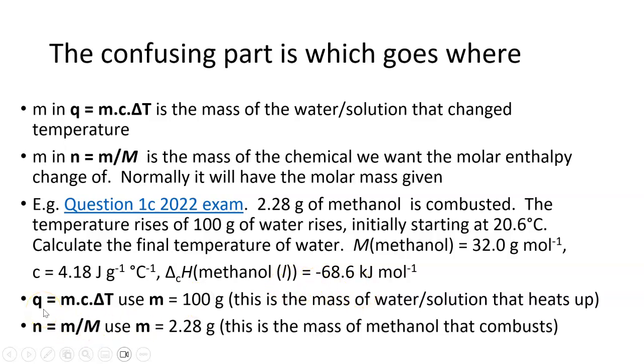For the Q equals mc delta T, we use 100 grams because that's the water, that's the mass of water that had the temperature change. See, right here, mass of water, the temperature changes is 100 grams. For the N equals mass over molar mass, you use 2.28 grams of methanol. Oh, and look, here's the molar mass of methanol. These two match. So I go 2.28 divided by 32.